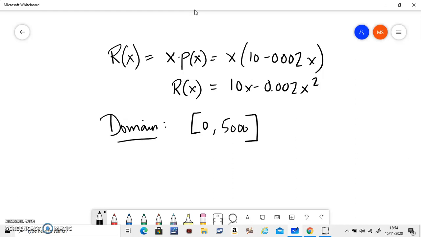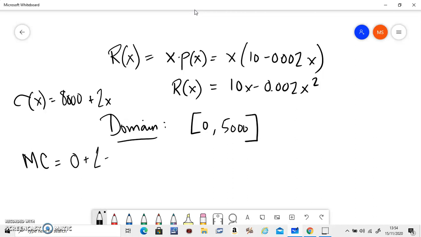Okay, so I give you the cost function as well. Say 8,000 plus 2x, something like this. Okay, now the question is find the marginal cost function. So all you have to do is differentiate this. Differentiation of a constant is 0. The differentiation of x is 1. 2 times 1 is 2. The marginal cost is 2.